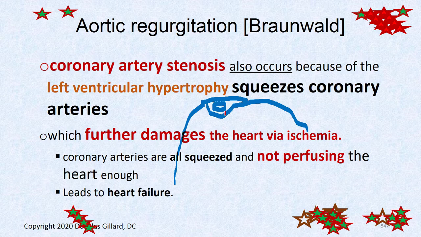Anyway, what happens is the heart starts to get really muscular, right? It's all beefed up, and it starts to pinch the little trough, and the poor little coronary artery gets squished in there, and that causes ischemia of the heart, right?